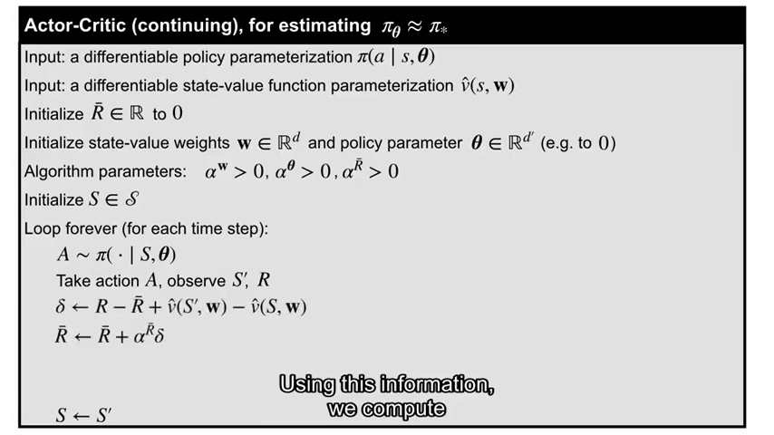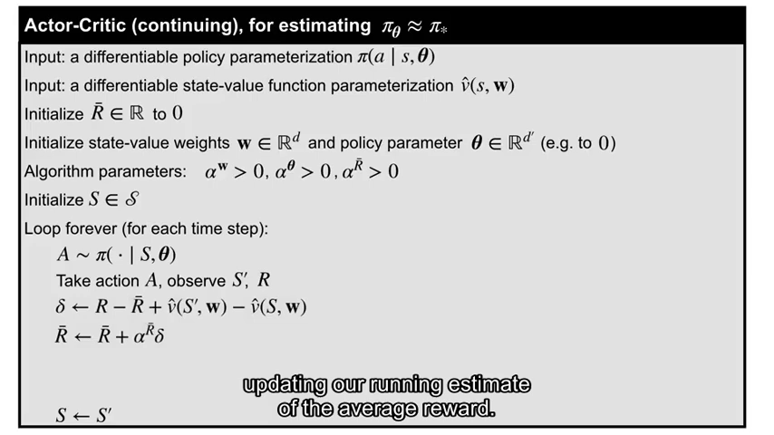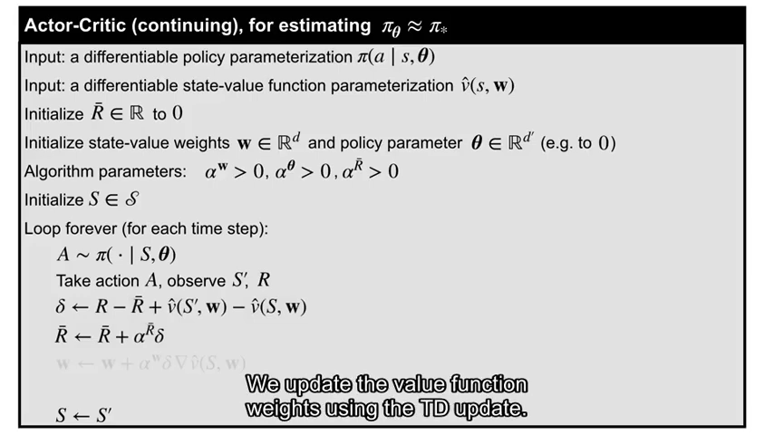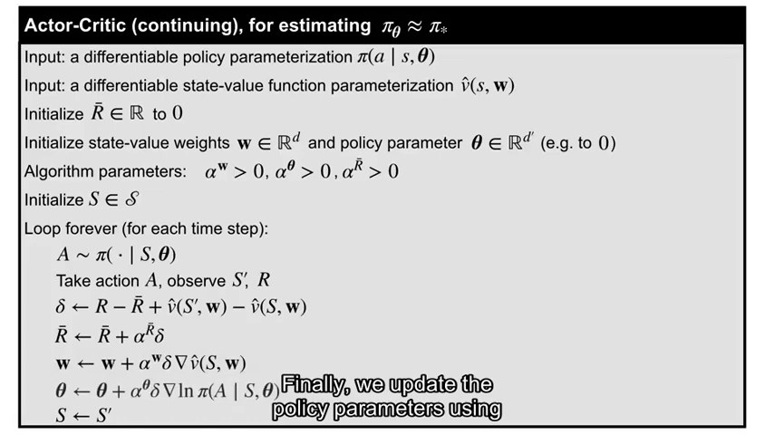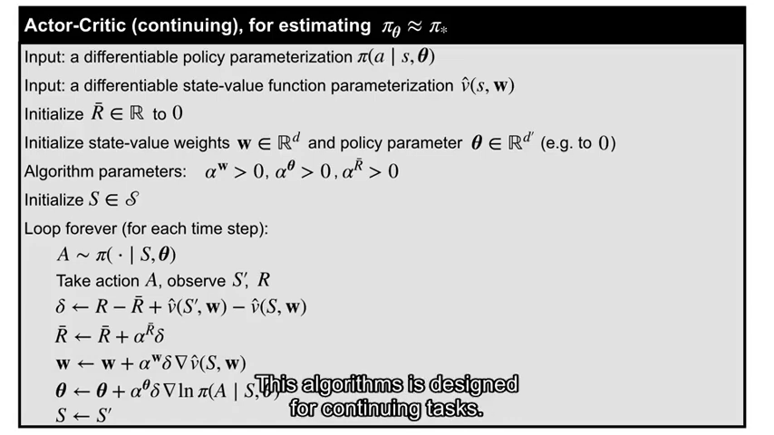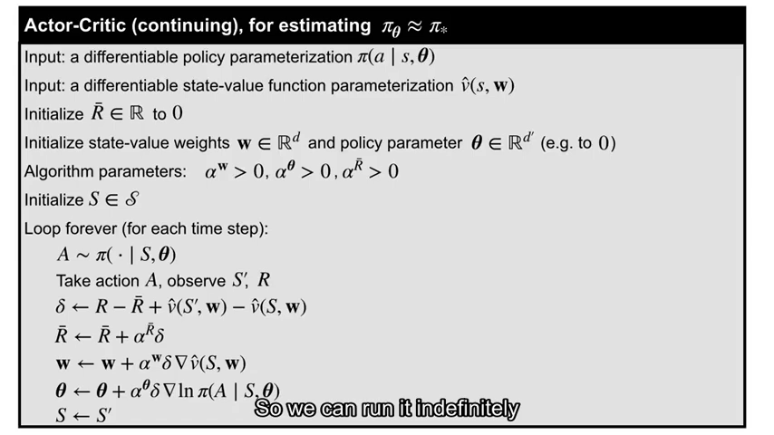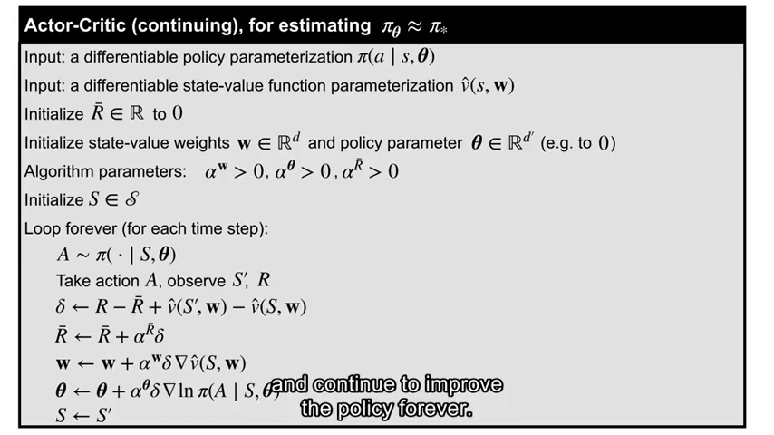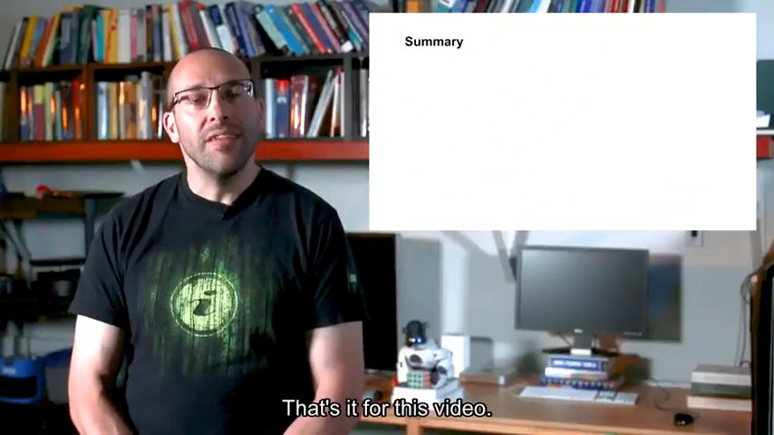Using this information, we compute the differential TD error and update our running estimate of the average reward. We update the value function weights using the TD update. Finally, we update the policy parameters using our policy gradient update. And that's it. This algorithm is designed for continuing tasks, so we can run it indefinitely and continue to improve the policy forever.